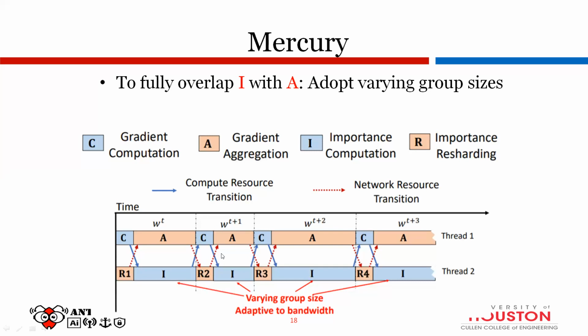Oh, you mean why they take different time? This is because the bandwidth won't always be consistent in a true environment, so they might differ from time to time. They just try to make sure that the importance computation can always overlap the gradient aggregation. It's synchronized with gradient aggregation. Yes, they make sure of that. So that's why they are varying the group size, because if it is too big, they're still going to need to wait, and that's going to waste time anyway.